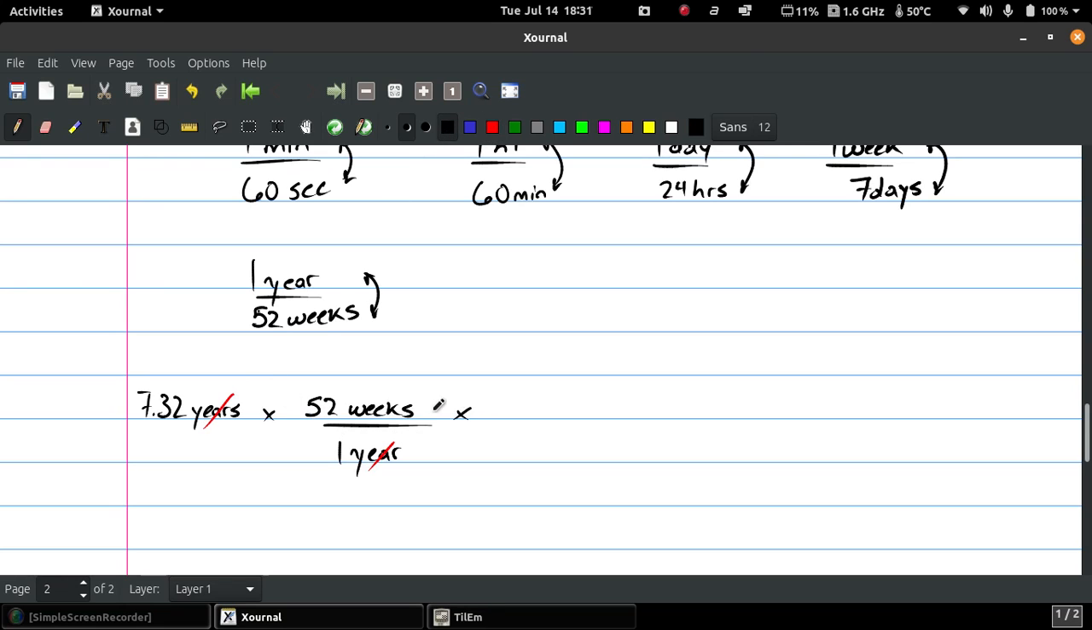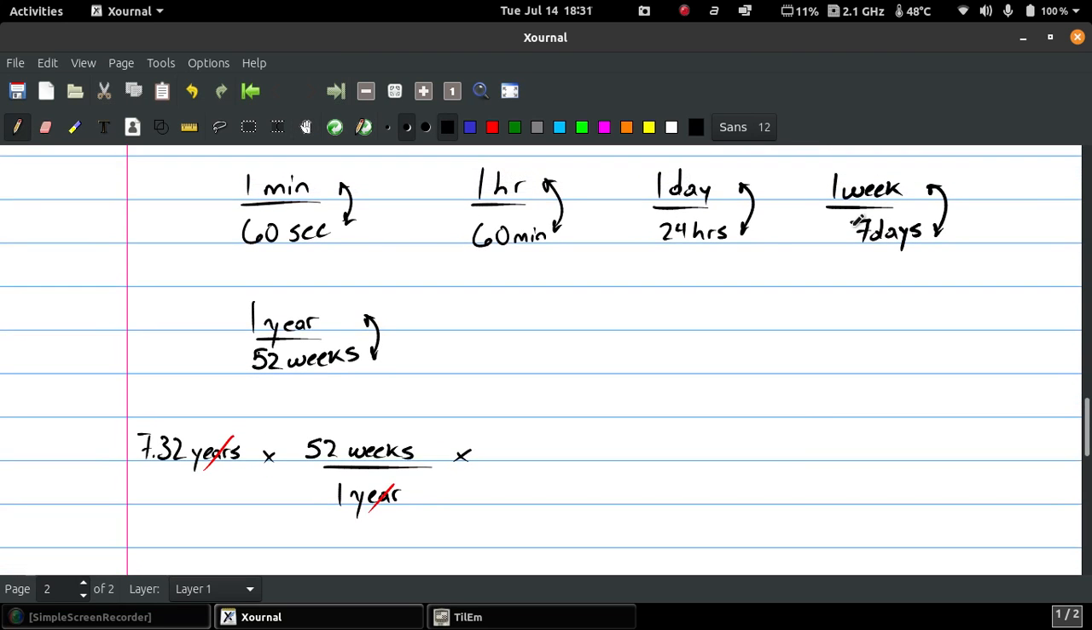So now we have to get rid of weeks because we still have to get to a smaller value. So 1 week is equivalent to 7 days. So we have 7 days over 1 week. So weeks is gone and we're now in days. But we still have to get smaller. So what gets rid of days? Hours. So we have 24 hours divided by 1 day. Well, days is gone, but we're still not there yet. We're almost there.